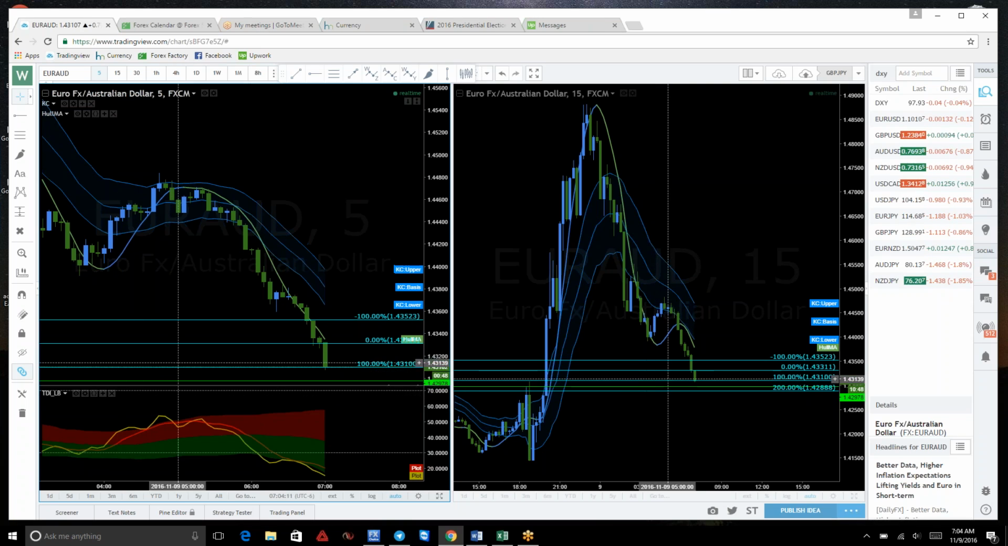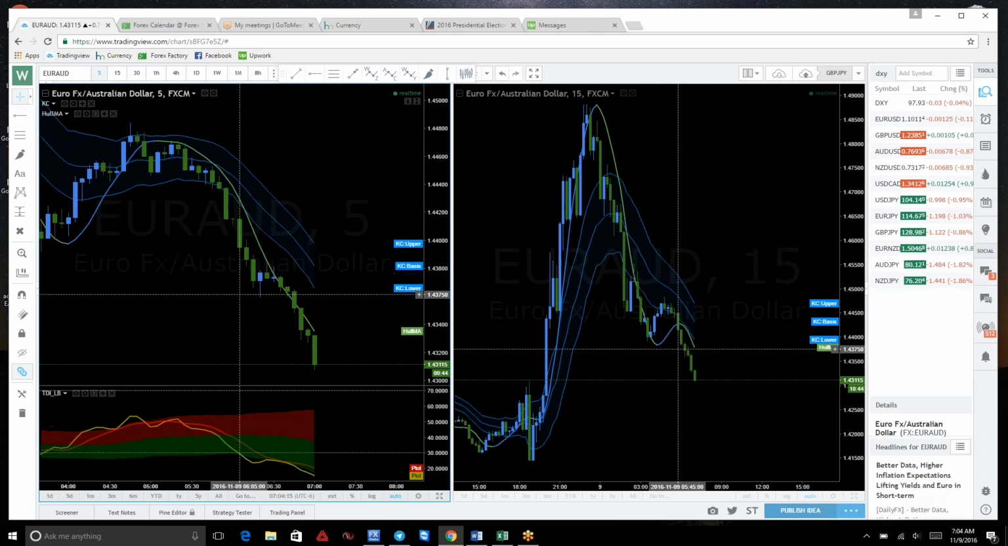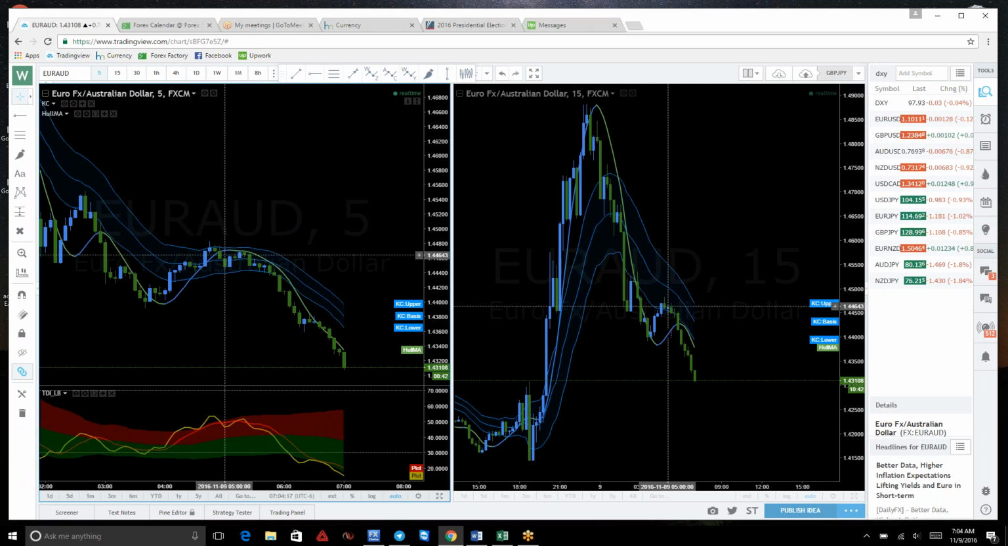Let me get rid of my other marks. So it took the cross short, which would have been right there. It's the cross. The close confirms it, so it opened it on that one.